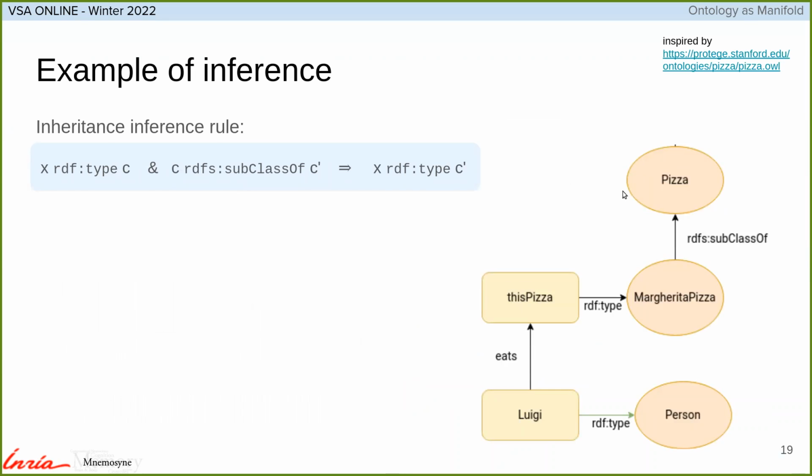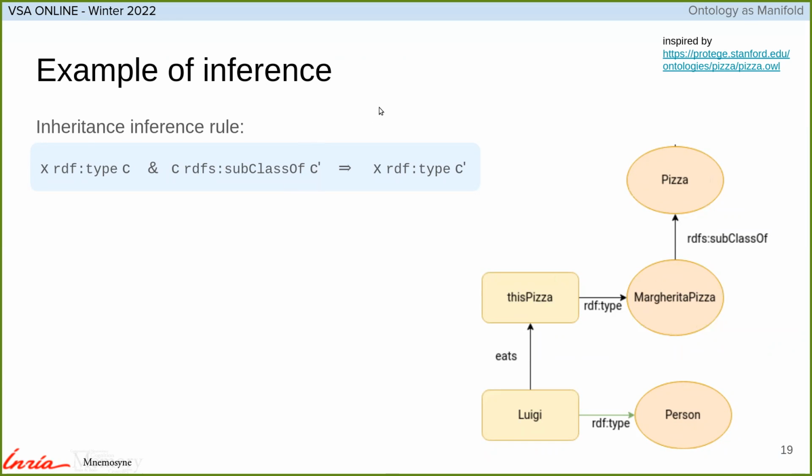Okay, let's do an example because maybe it's a bit abstract for now. I will give an example of a very, very small ontology about pizzas, which was inspired by the famous tutorial about pizzas developed by Stanford and Manchester. So let's pretend that we have a pizza and Luigi is eating the pizza. Luigi is an instance of person. Person is a class. And this pizza is an instance of Margherita pizza, which is also a class. Margherita pizza is also a subclass of the class pizza.